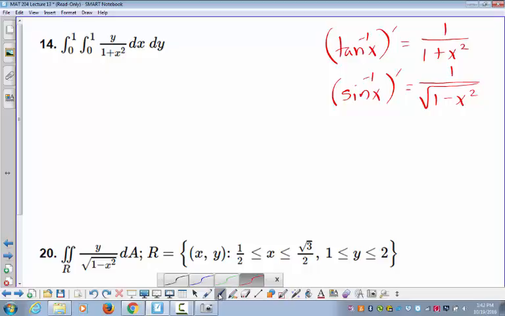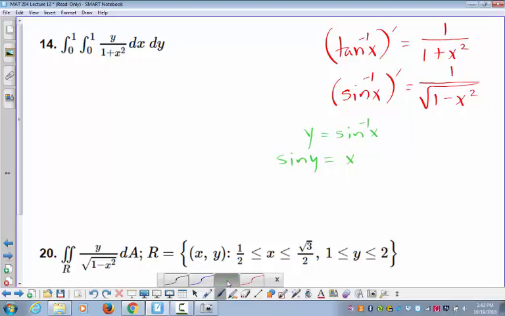If you can't remember how to differentiate inverse sine of x, how do you do it? Side note, because it's such an important construction, I feel like I should emphasize it. If you're told that y is equal to inverse sine of x, that's a function, so you should be able to differentiate it. How would you do it if you don't remember that it's 1 over the square root of 1 minus x squared? x equals sine y. So we take the sine of both sides.